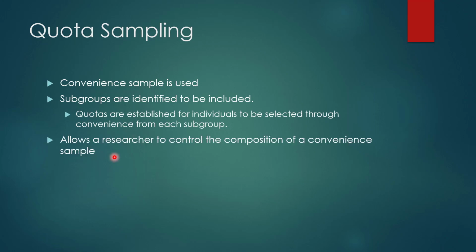It allows the researcher some control of the composition of the convenience sample, although the sample could still be biased in some way. And another way of thinking of this is convenient stratified sampling. And I'll say that this is something to consider when you're doing your experiment.